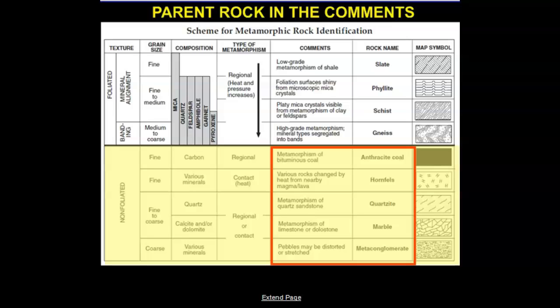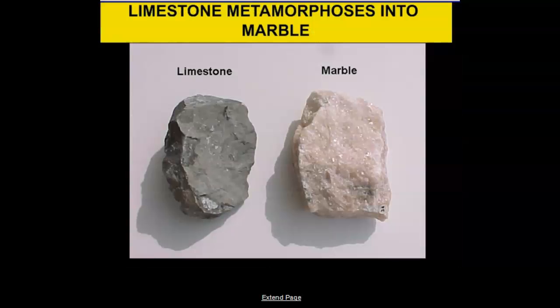The metamorphic rock chart is separated by foliated and non-foliated. The contact metamorphic rocks are on the bottom of the chart, and if you look in the comments column, the parent rock is identified. So if you look here in this comments, the metamorphism of limestone or dolostone becomes marble. So this is an example. The parent rock is limestone, and it metamorphoses into marble. So that's kind of a brief overview of metamorphic rocks. We will be following that up with some other assignments.